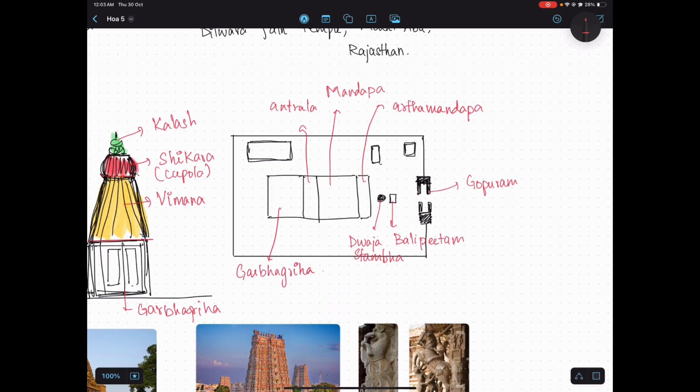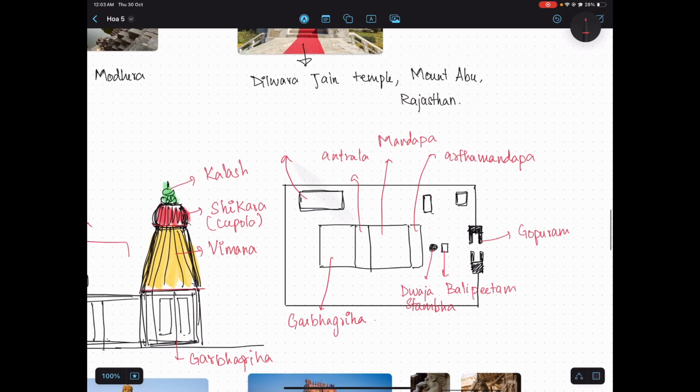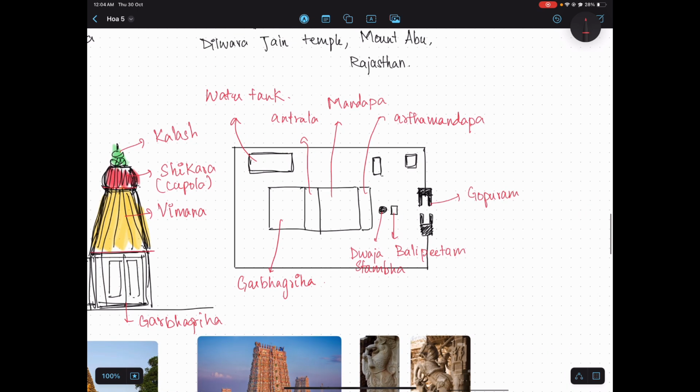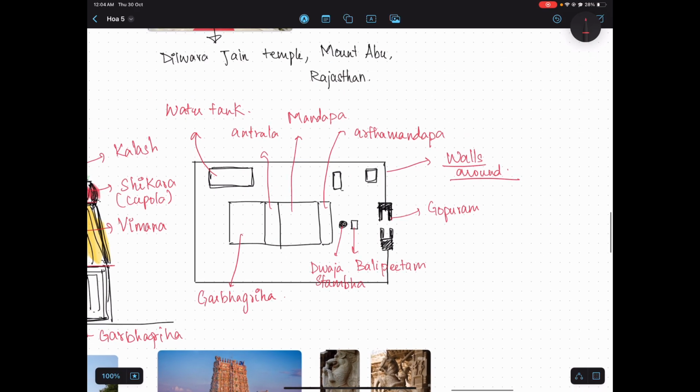And almost all Dravidian temples have a water tank in them. And these temples are mostly enclosed by walls. So you have walls around, and usually there are other small shrines or other mandapas present. So these are your other mandapas or smaller shrines.